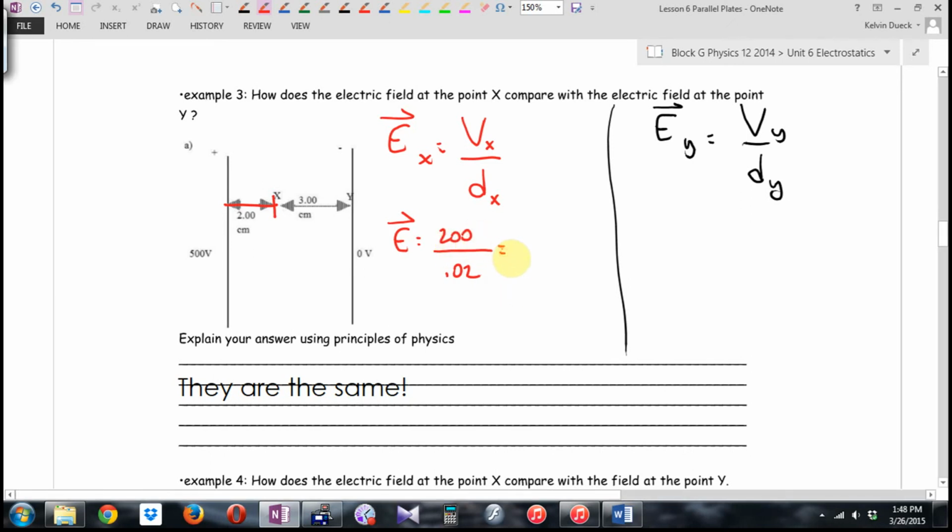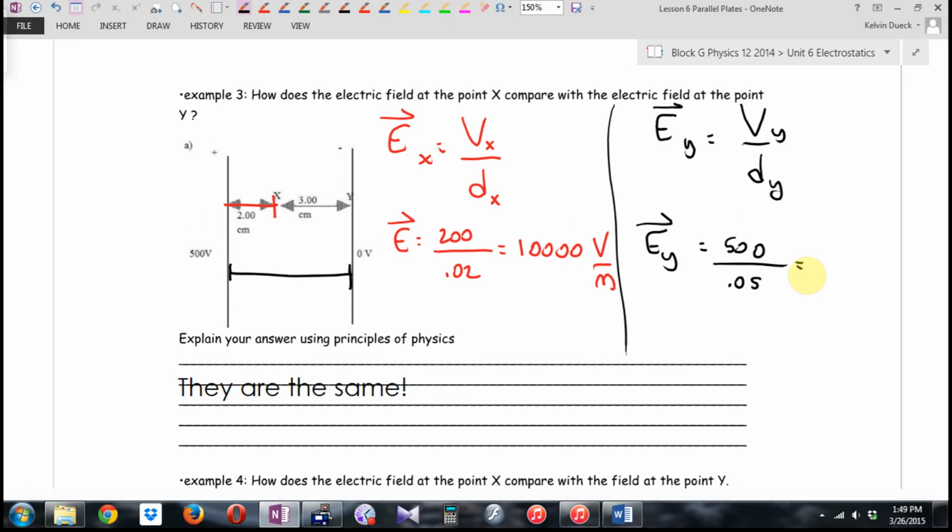I think the electric field at location X ends up being 10,000 volts per meter. I did the math in my head, but I'm pretty sure I'm right. Is that okay, Mac? Let's repeat for location Y. At location Y, now that is the whole voltage, 500, divided by the whole distance. And Rachel, I think you also get 10,000 volts per meter.